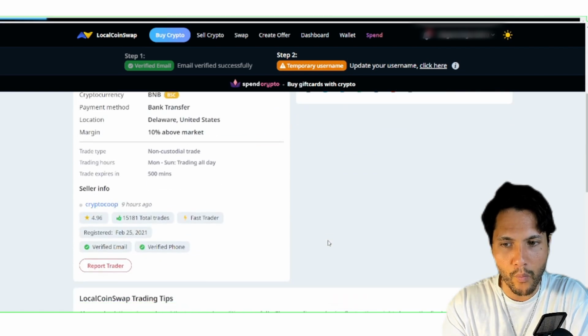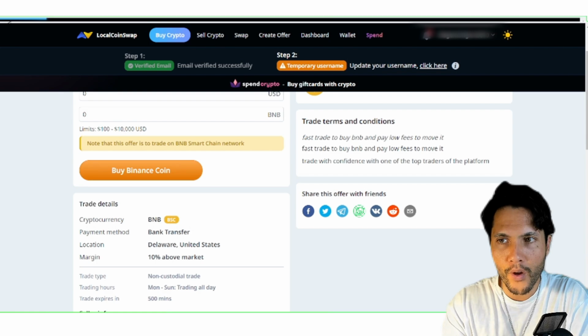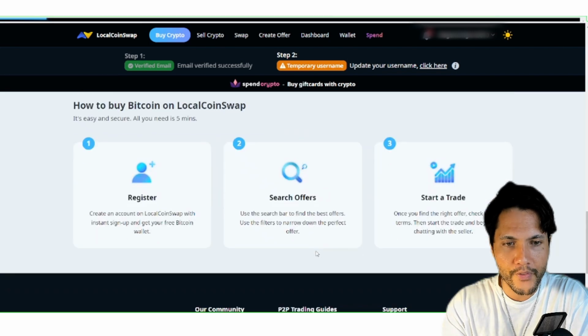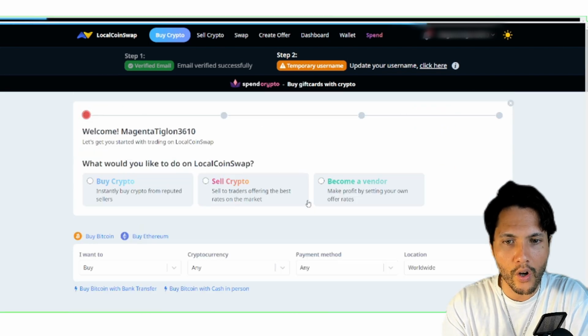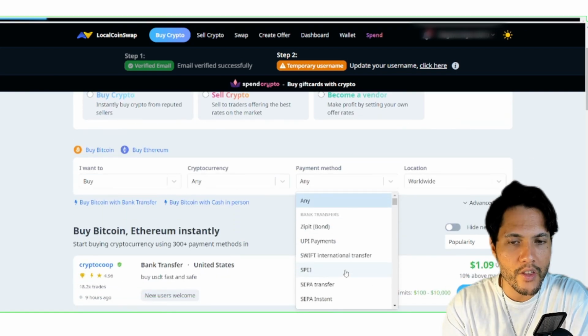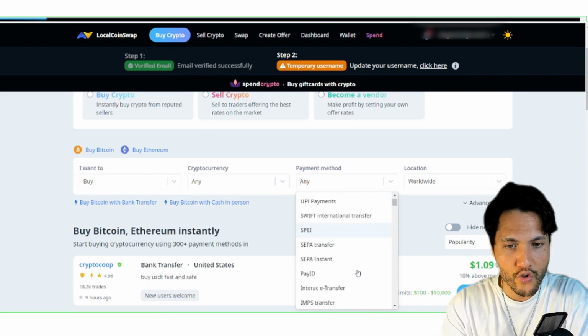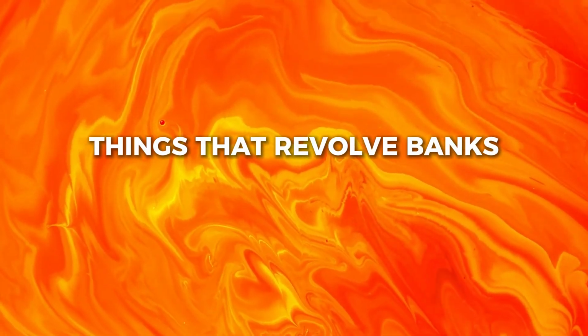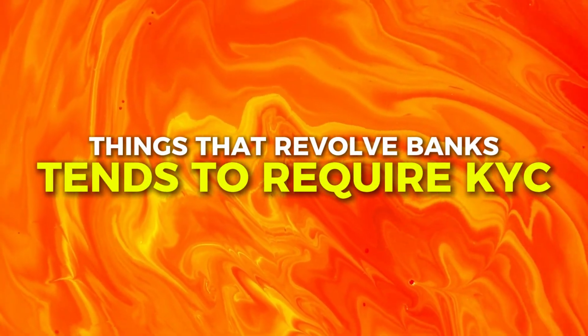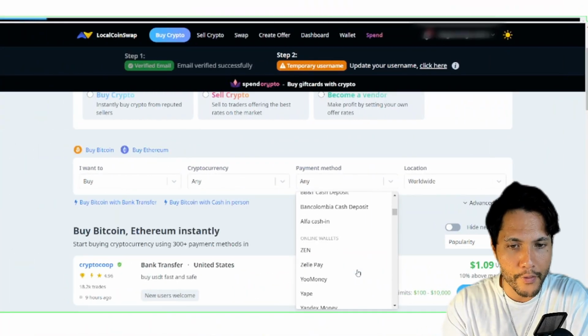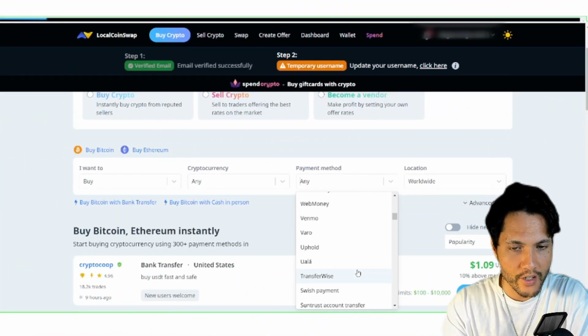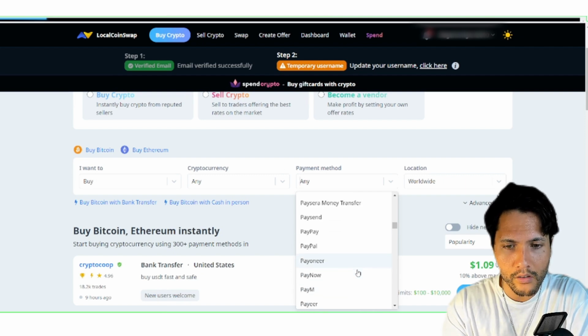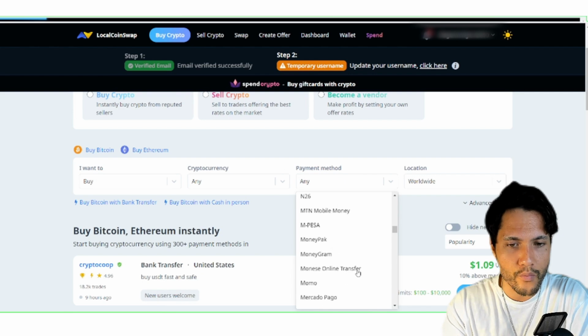So I'm just clicking on this random one. This guy doesn't say whether he wants KYC or not, so you don't really know. So you just kind of got to ask, but as I mentioned, it's really a minority of payment methods, mainly bank transfers, that are much more strict about this stuff. Things that involve banks tend to require KYC, but there's a lot of things that don't require it. And as I mentioned, Wise, Revolut, Payoneer, Skrill, PayPal, most of these here don't require any at all.